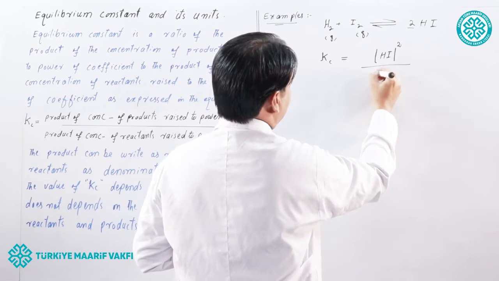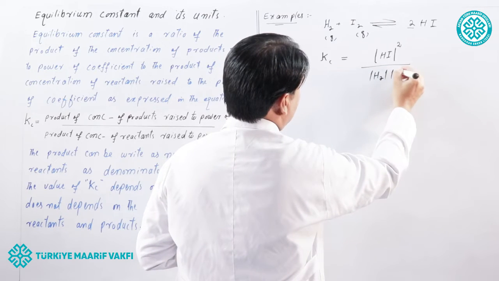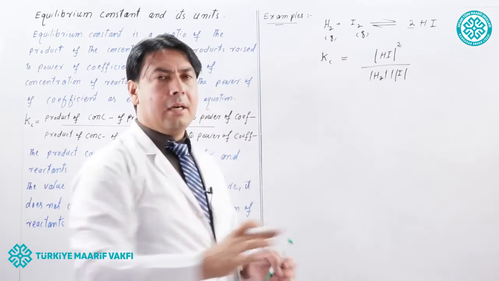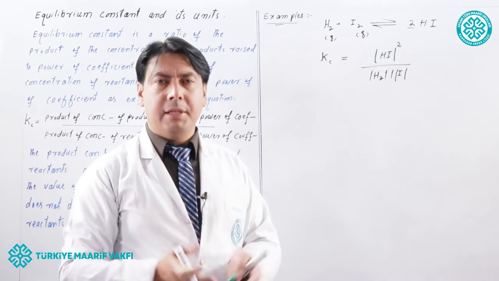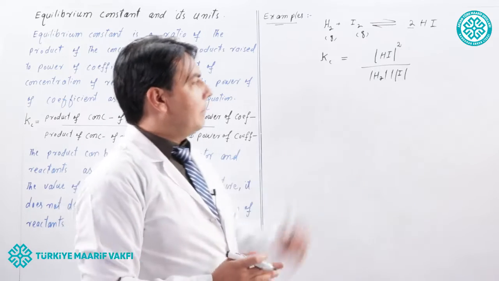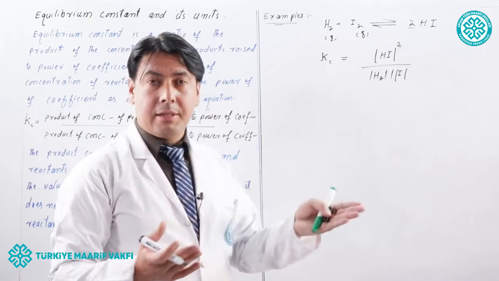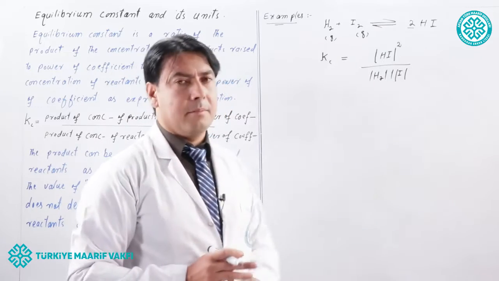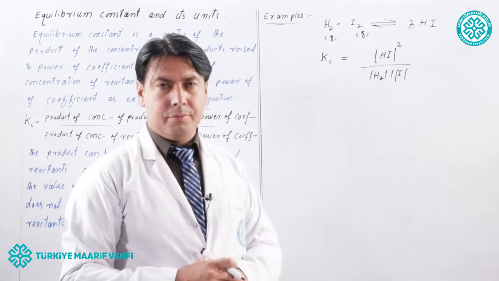Divided by H2 into I2. As the coefficient of hydrogen is 1 and the coefficient of iodine is 1, we will place them one by one. So, how can we write the equilibrium expression for this example? HI squared divided by H2 and I2.